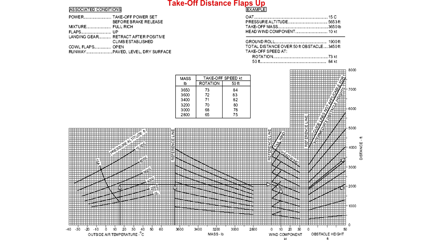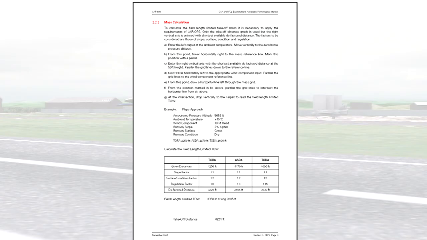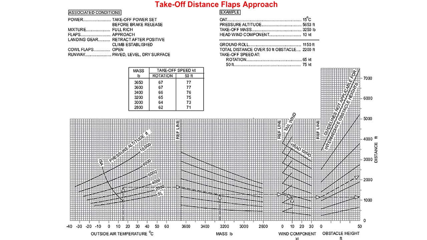Page 3 of section 2 is the takeoff distance graph, without flap, which we have already used and worked through. Page 4 of section 2 works through an example where, given various field lengths, you can determine the maximum permissible mass you're allowed to carry and still meet the regulatory requirements. Lastly, on page 5 is another takeoff distance graph, but this time assuming that flaps have been selected to the approach setting.